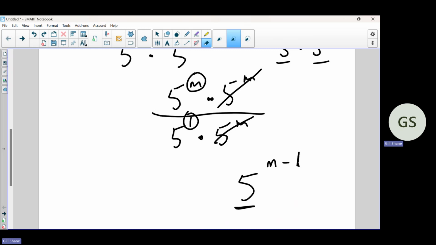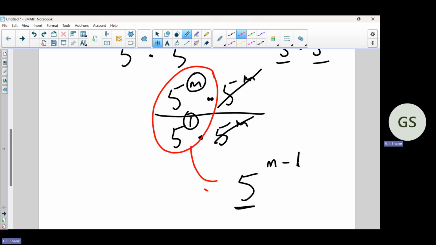I would have been fine with this as the answer if you didn't combine it down into this. I would have been fine with 5 to the m over 5. Either one of those is acceptable. And I believe that's all I was going to go over.